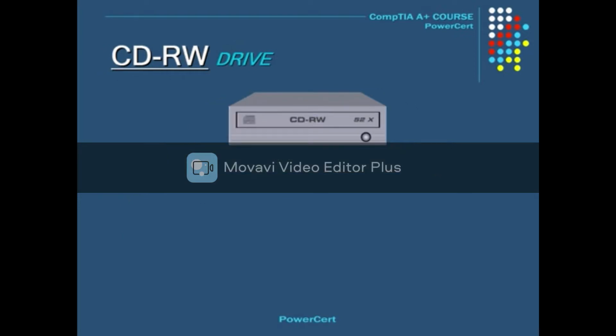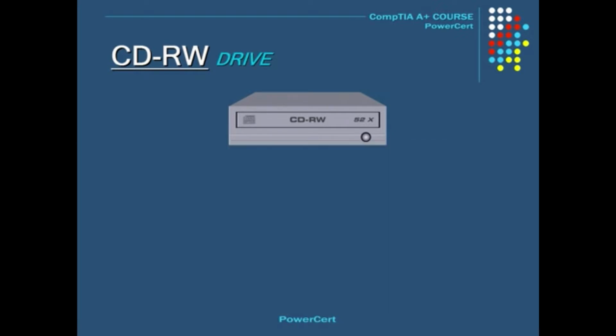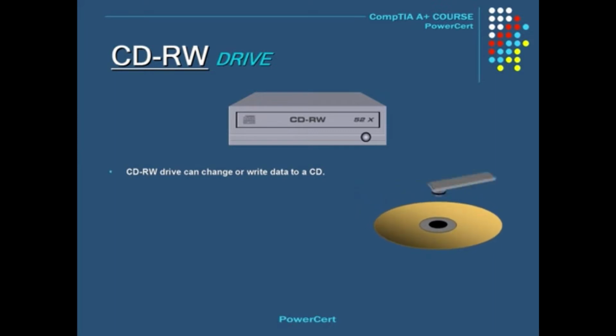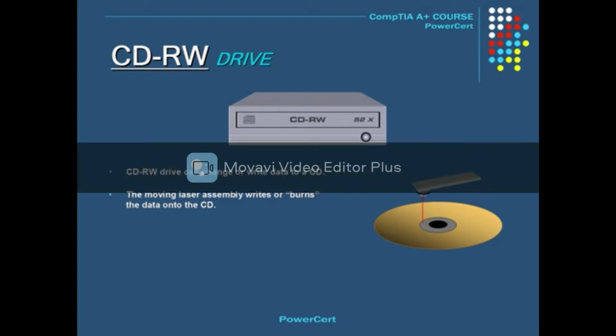CDRW stands for Compact Disk Rewritable. A CDRW drive can change or write data to a CD. It has a moving laser assembly that writes or burns the data onto the CD.